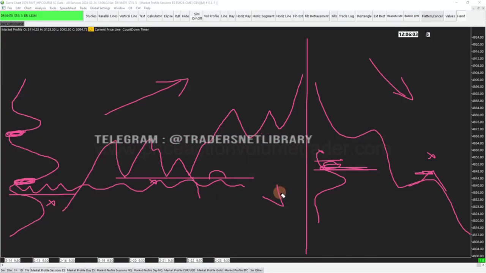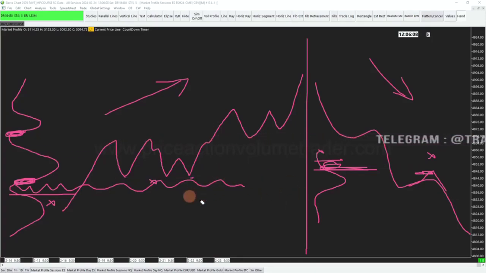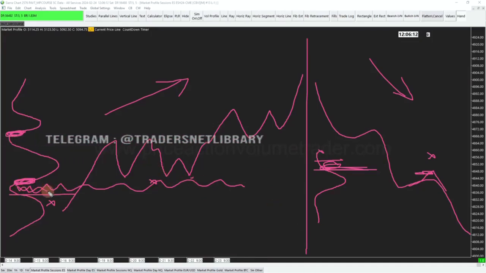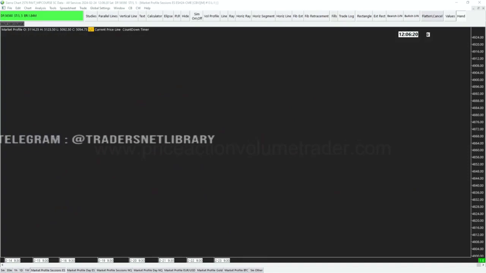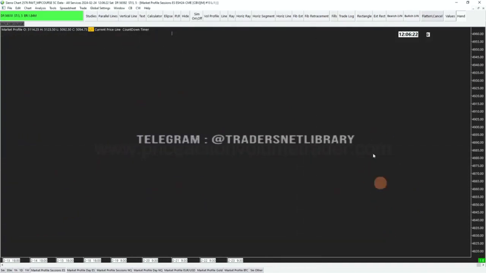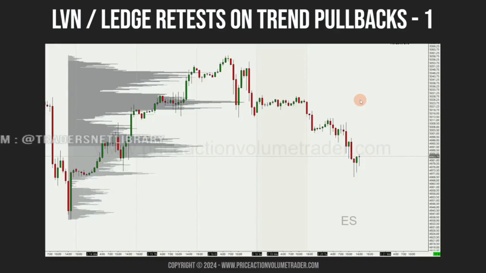Pretty much right there, below the low from this high volume node. Just beyond that low volume node protection, we can put our stops there. So let's go back into the presentation, and then let's look at a few examples that we have here.